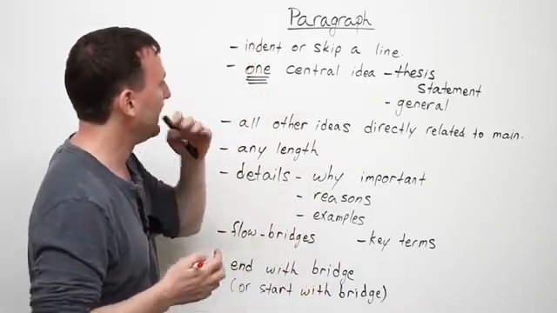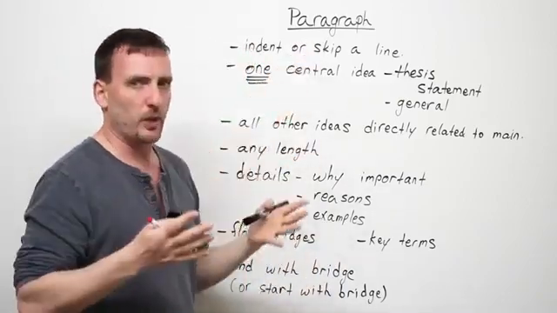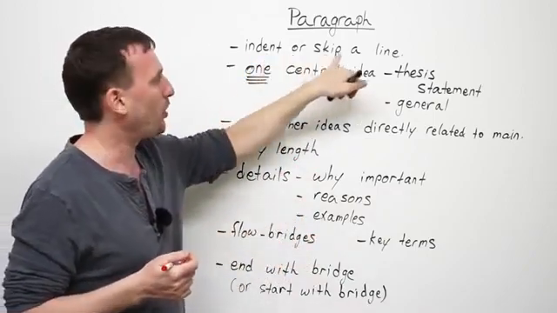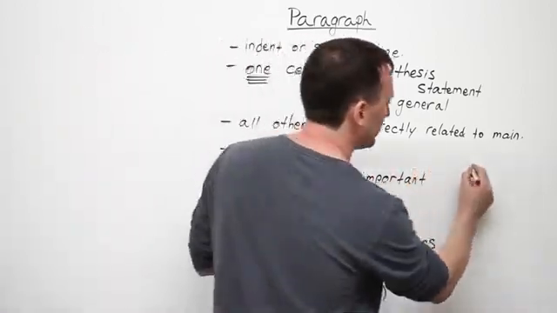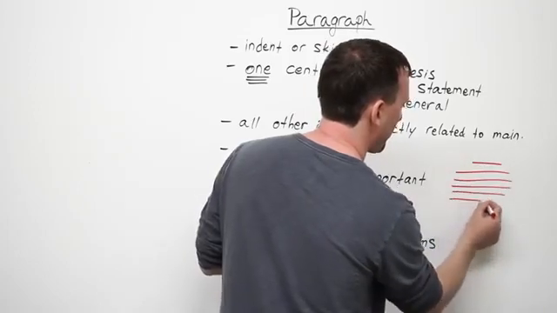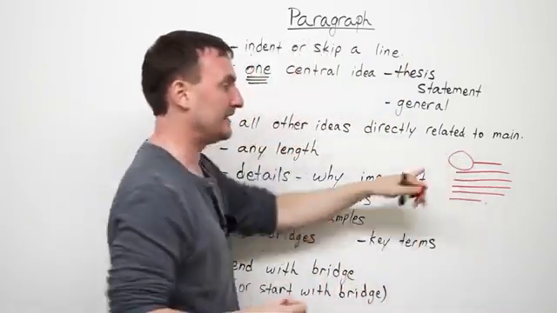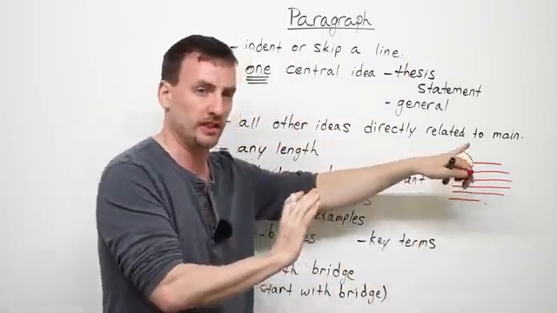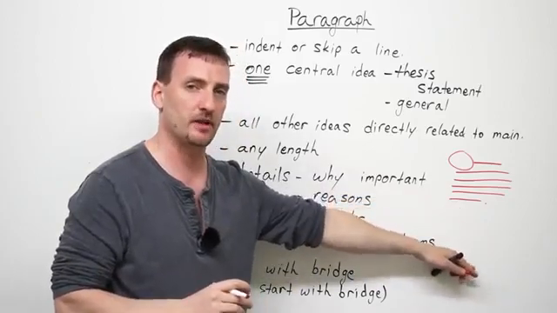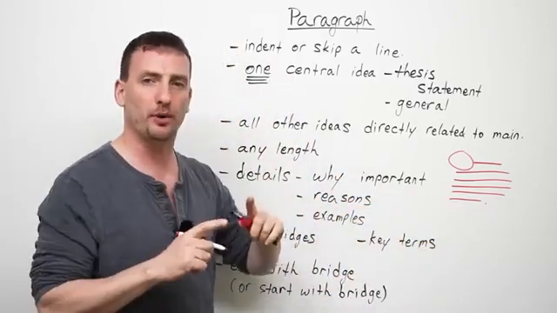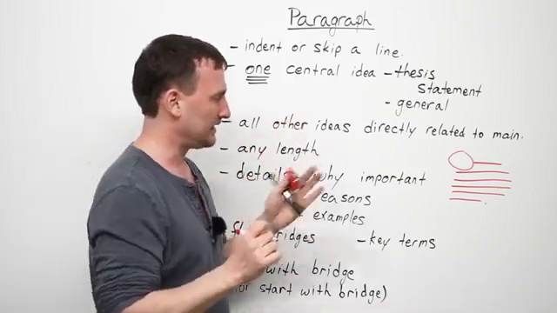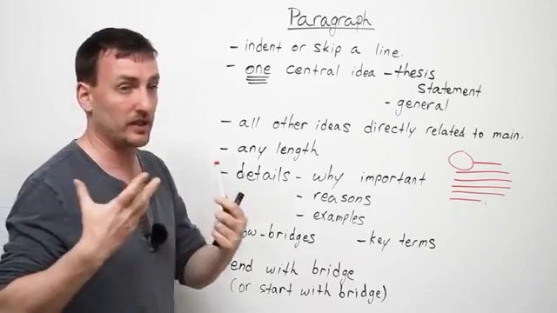So let's begin. In terms of the actual way a paragraph looks, you have to indent or skip a line. So let me just make sure you understand what an indent is. This is an indent. The first line a little bit pushed in. Or you can make sure you skip a line between paragraphs, but don't do both. If you skip a line, don't indent. Okay? That's the main thing. Now, that's in terms of the way it looks.